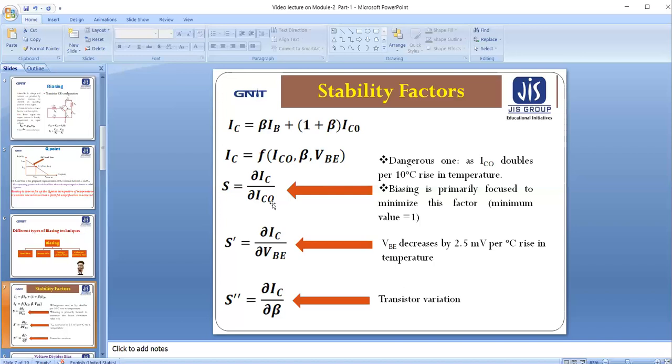ICO is the reverse saturation current in the transistor flowing from collector to the base. So therefore ICO doubles per 10 degrees centigrade rise in temperature. So if ICO increases due to the heating effect of the transistor, it will be multiplied by this 1 plus beta term, which essentially enhances the IC value.